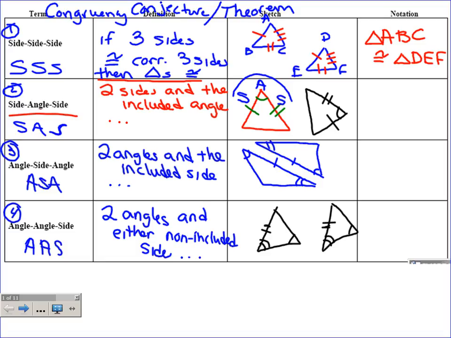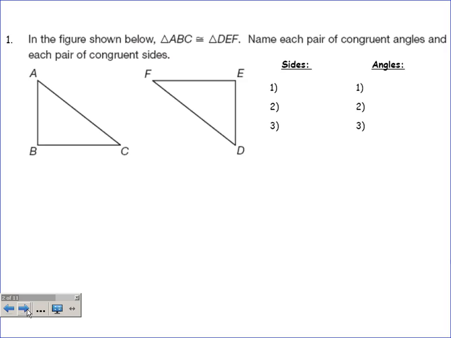Okay. These are the only four that work. There's one more that's called hypotenuse leg, and we'll get into that a little bit later on. Not right now. But basically, these are the only four combinations. We will abbreviate them, and these are all called congruency conjectures. Okay. Now, we've already talked about this concept before. This should not be anything brand new to you.